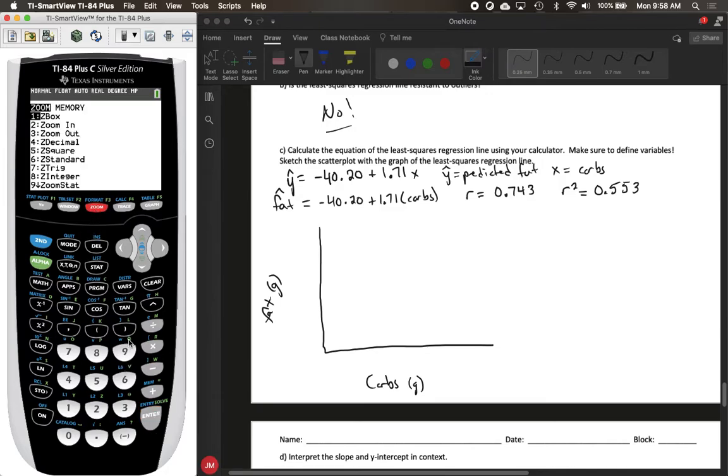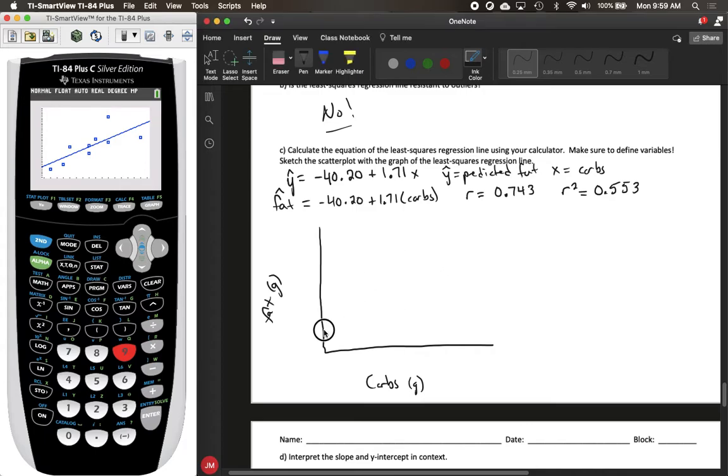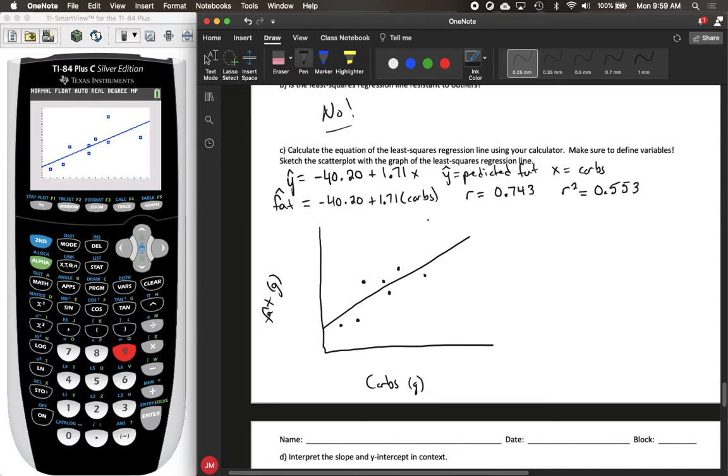We're now ready to press zoom and choose option 9 for ZoomStat. We should be able to see our line of best fit as well as all of the actual data itself. Just to draw a rough sketch, our line of best fit is obviously going in a positive direction, looking something like this. We've got our first couple of points below our line of best fit. Our next couple are above, and we alternate a little bit until we get out to our last couple of data points. Again, not perfect, but at least a semi-decent sketch of what the data would look like.